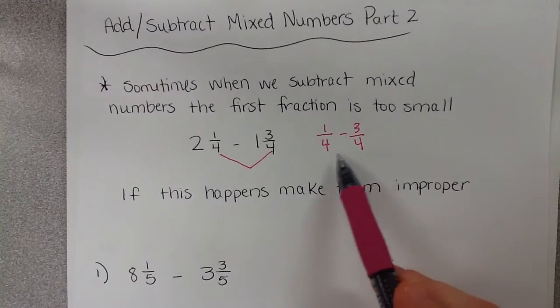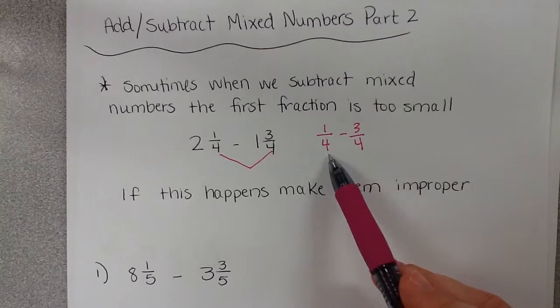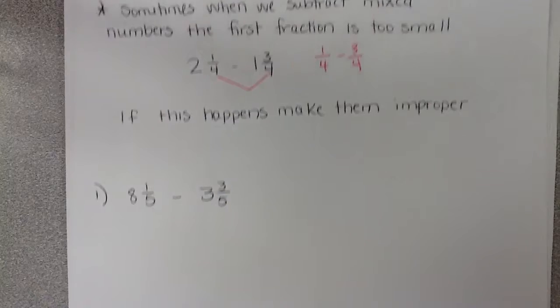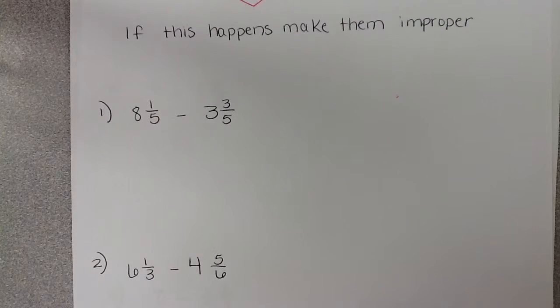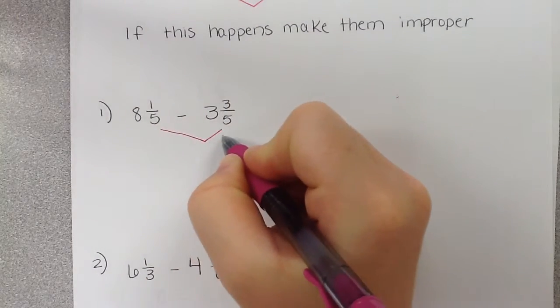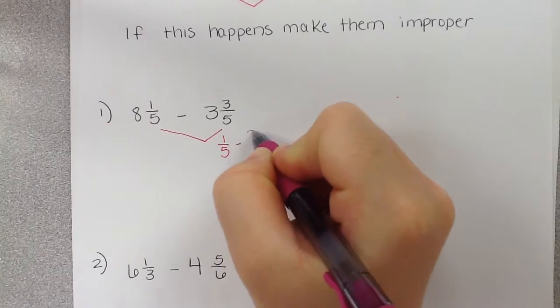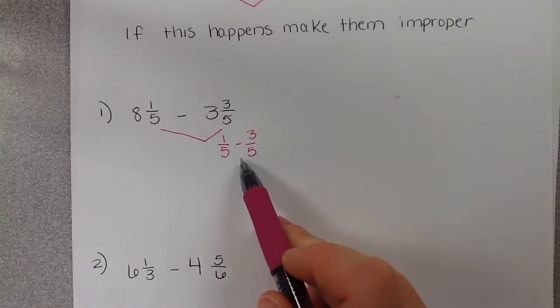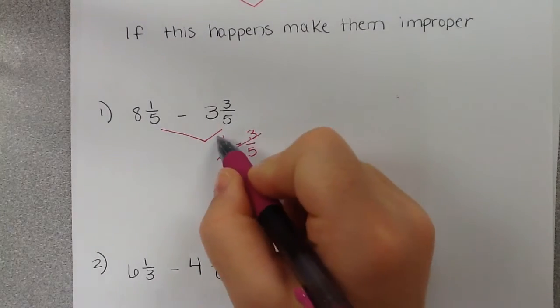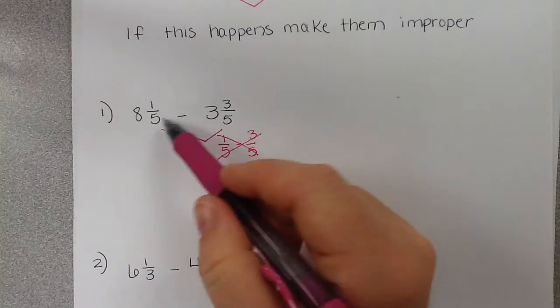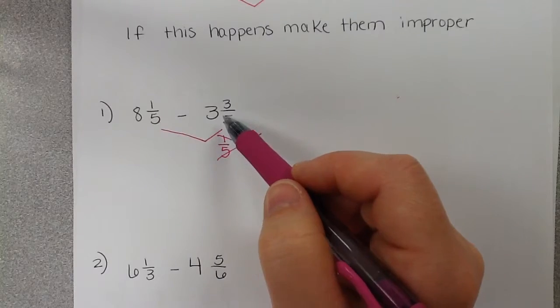So when a situation like this happens, where the first fraction is too small, go ahead and make them improper fractions. For example, 8 1/5 minus 3 3/5. If I go to take the fraction pieces, I get 1/5 minus 3/5. When I subtract these, I would get a negative fraction. I don't want a negative number because I have a whole number out front. So I'm going to change both of these to improper fractions.